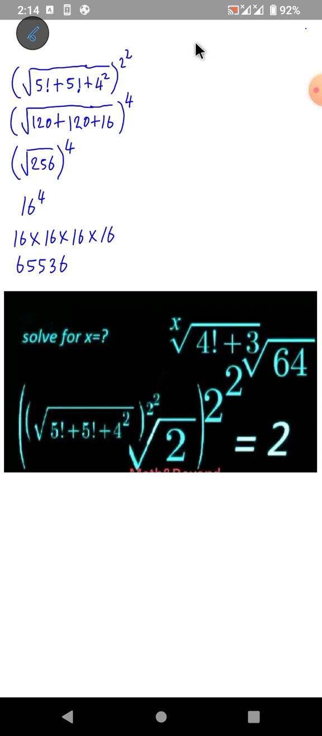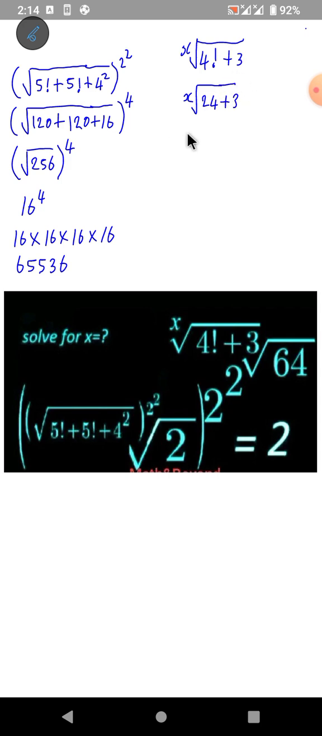So say the root of 4 factorial plus 3. Now 4 factorial can be written as 4 times 3 times 2 times 1, and that will give us 24. So write 24 plus 3, that's this 3 here.